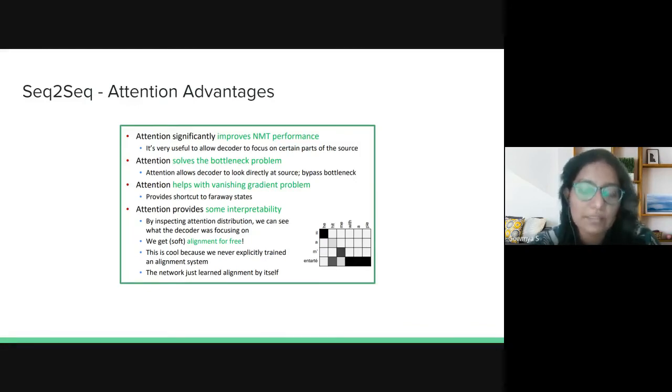It provides interpretability. So I can see an attention vector and tell you, look at this word and concentrate on this word. I can look at the scores, I can get alignment. So this is a matrix between the translated sentence and the original sentence. And I know that this pair between entarte and pi is very important for translation. And this is because we never trained also an alignment system.